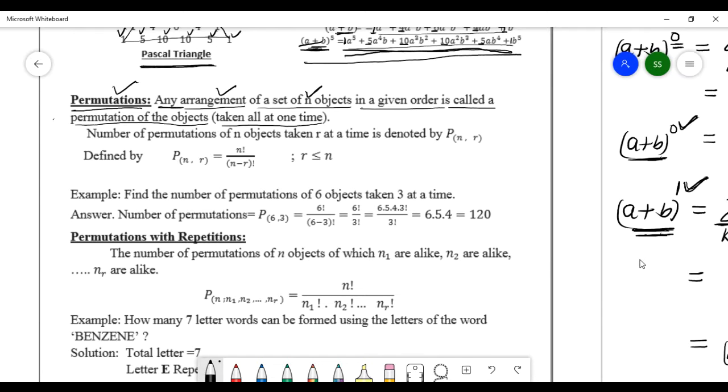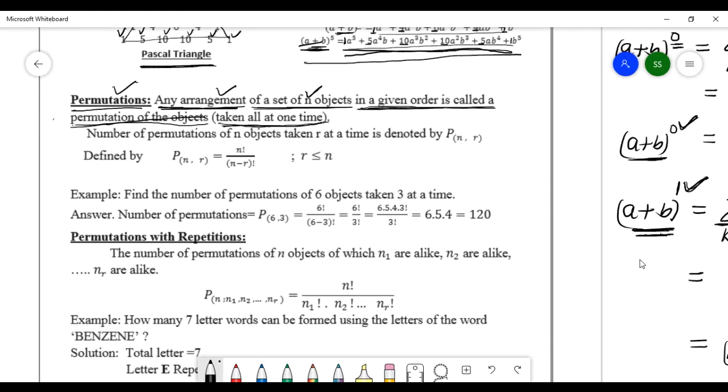Any arrangement of a set of n objects, all n objects, in a given order, meaning sequence, is called a permutation of the objects taken all at one time. So how to arrange n objects in a given order is called permutation. Permutation means arrangement. Just remember.